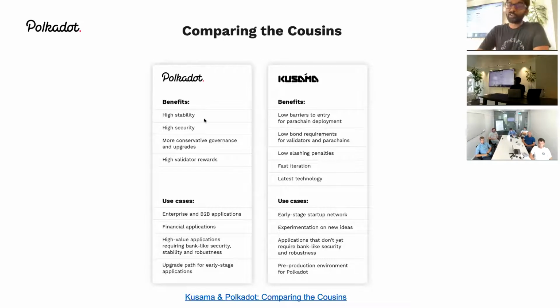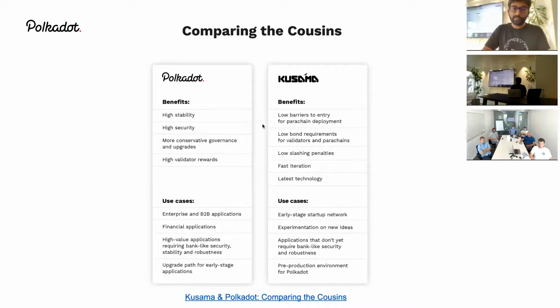Yeah, so Polkadot is for enterprise level applications, right? So there's a lot more money involved, and as you can see, validators on Polkadot earn higher rewards than Kusama. So enough of this comparison. I hope you got an idea of what the ecosystem is made of.